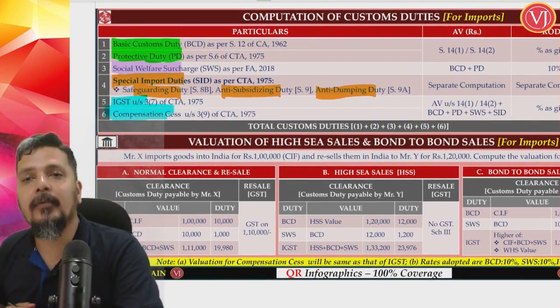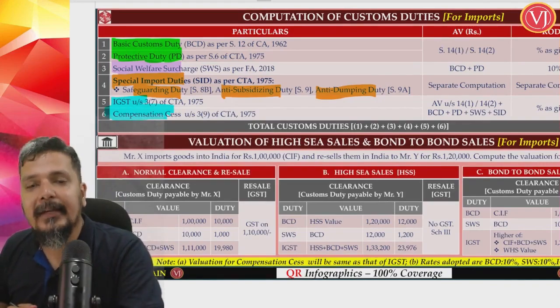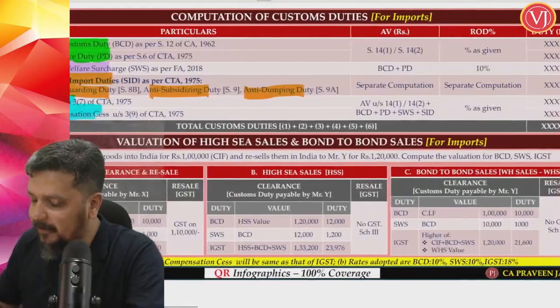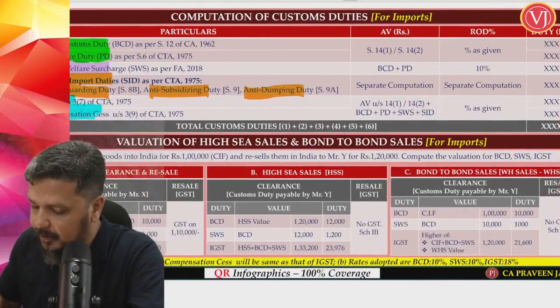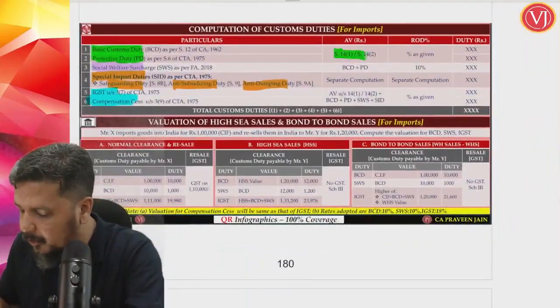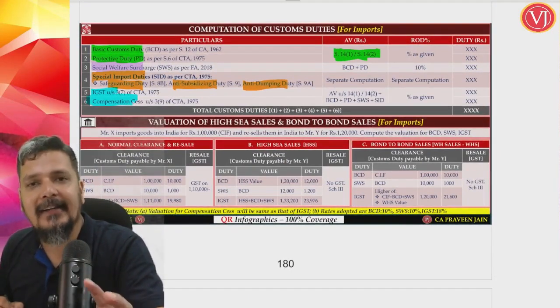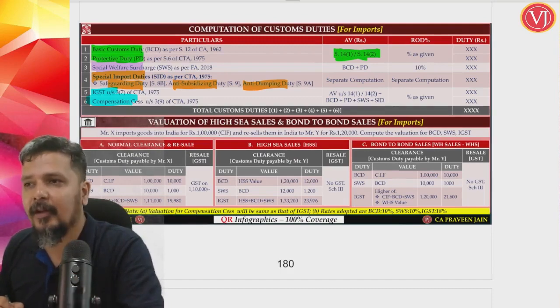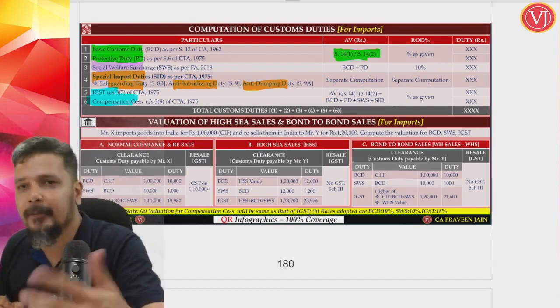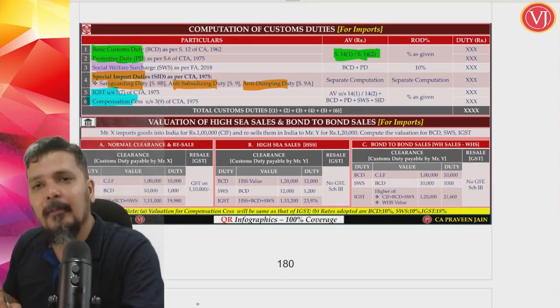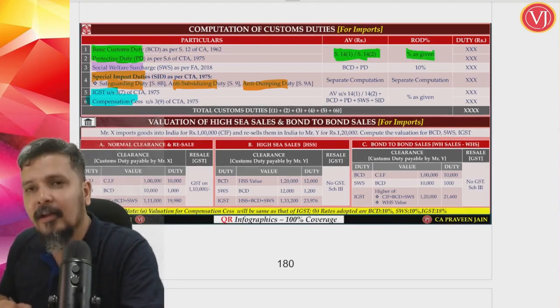Why am I splitting into 4? For BCD and protective duty, your value will be the value that you have found out. Supposing you have found out the value as 1 crore. For BCD and protective duty, which is practically BCD for all purposes, protective duty will work like BCD. It will be on 1 crore multiplied by the percentage.